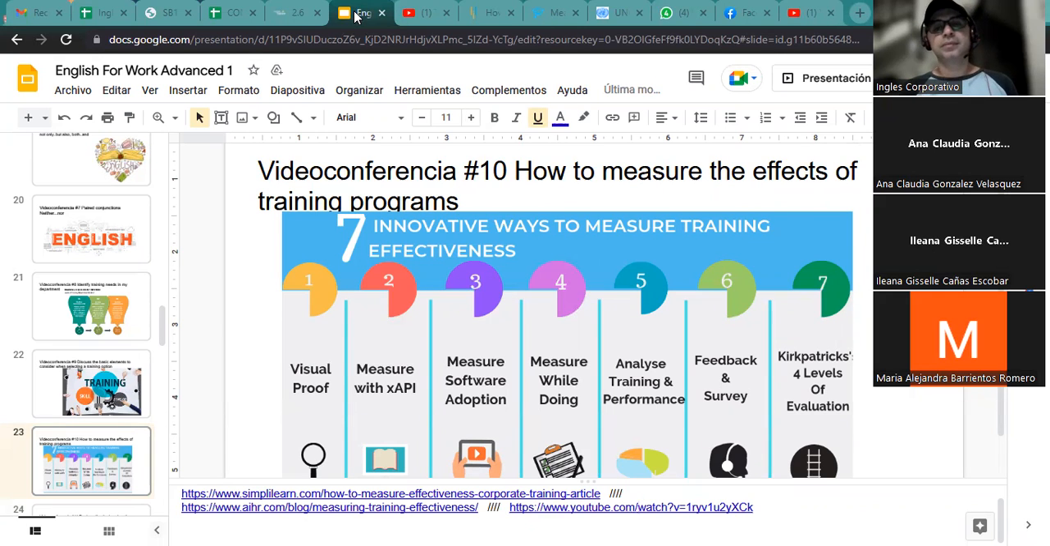The way the trainee uses the tools that we're providing in the training, maybe? Something like that, actually. The only difference is that they use software to measure that, so they see how the evolution is going. Good. Measure while doing. What is that?